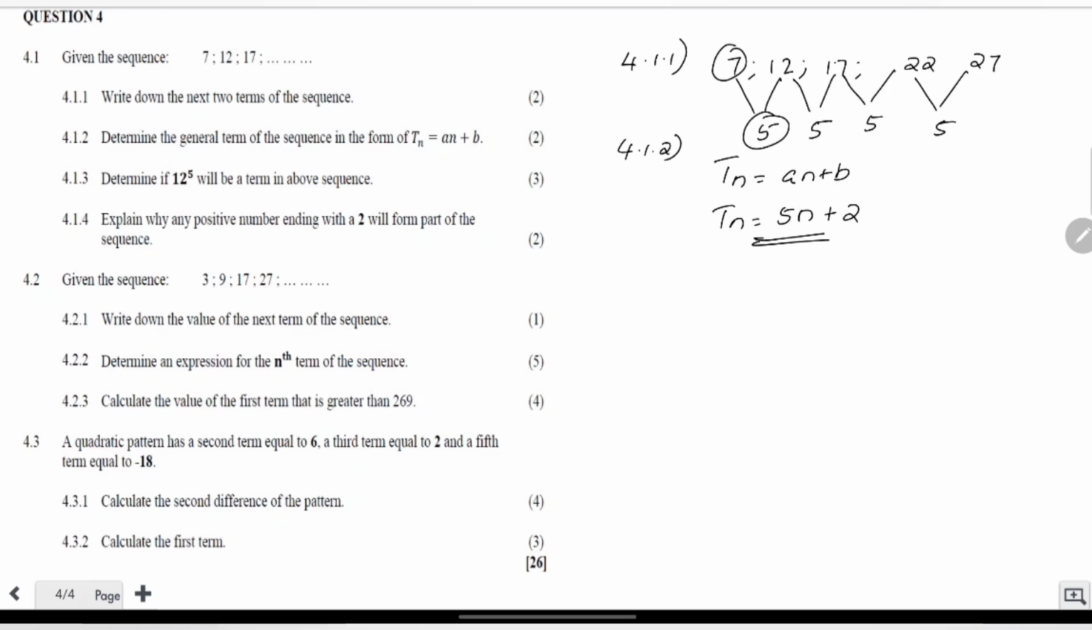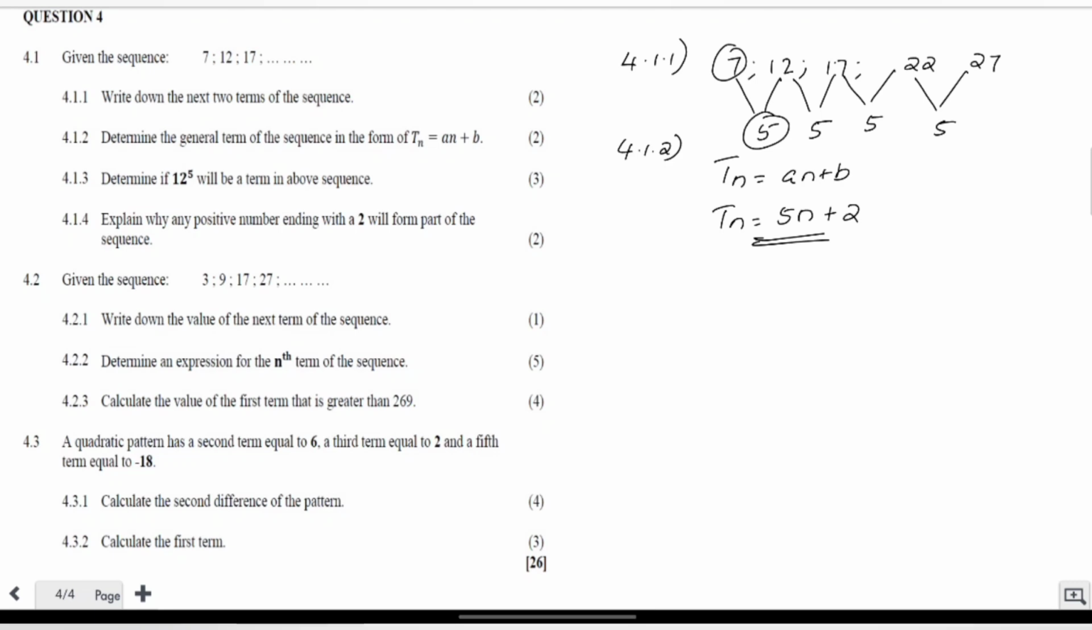So any term you want to find, you just need to know which term you want. For example, the third term, 5 times 3 plus 2, that is 17. If you want to know the sixth term, 5 times 6 plus 2 is going to be 32. Do you see that one? Any term we can find if we have the general term. So the general term is very important. It is representing all the terms. The general behavior is 5n plus 2.